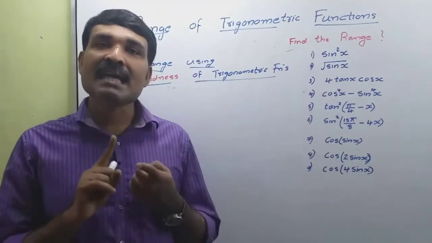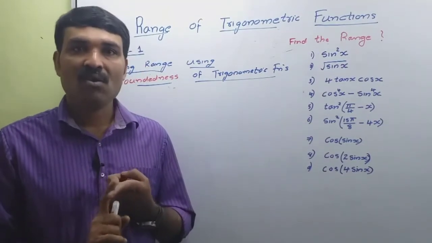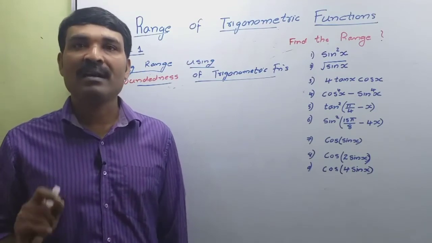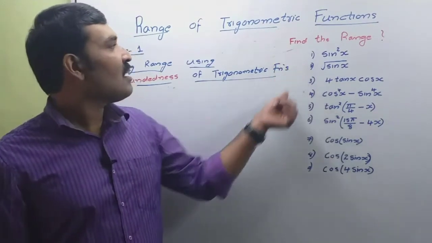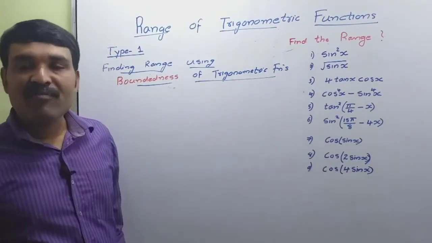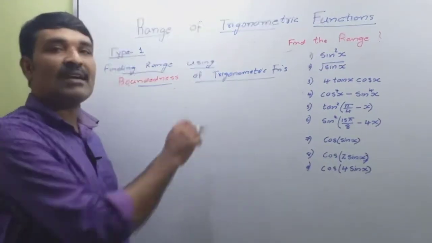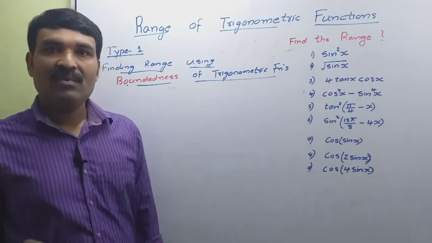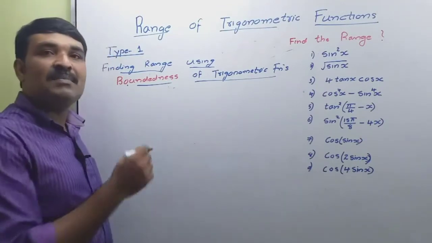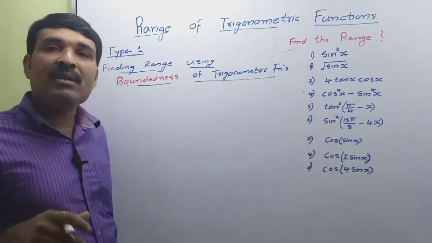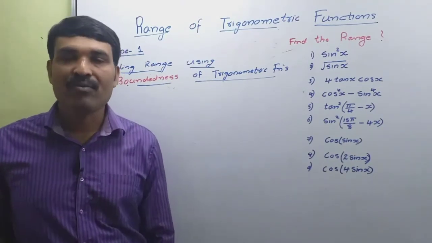Basically, there are 6 types of trigonometric functions, or we can use 6 methods to find the range of a trigonometric function. All these are under type 1. In type 1, we are using the concept of boundedness of trigonometric functions. Boundedness means we know that the value of sin x lies between minus 1 and 1. That is a bounded function.